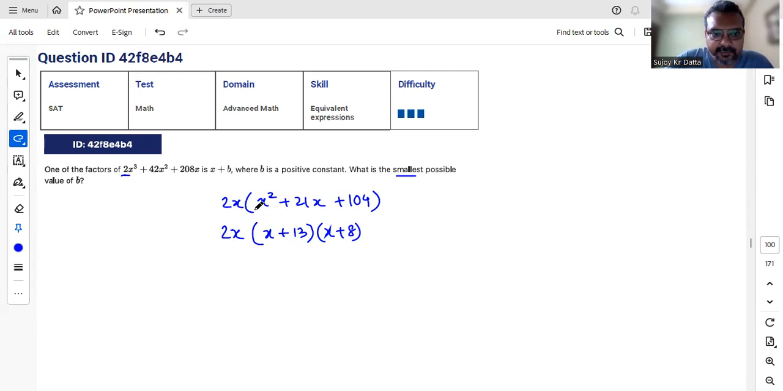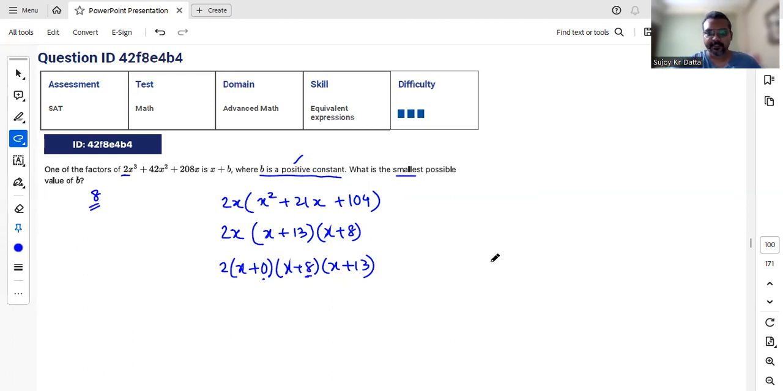One of the factors is x plus b. So we have 2 times x, meaning x plus 0, then x plus 8, and then x plus 13, right? These are the three things. But b is a positive constant. I can't put 0. The smallest possible positive value of b would be 8. So that is the answer.